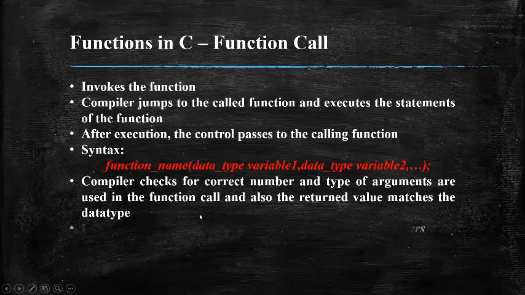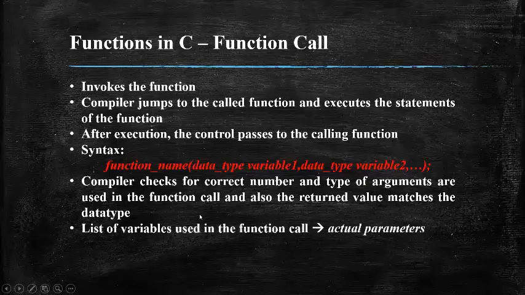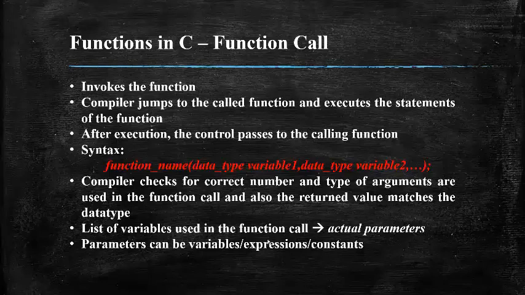The list of variables that is used in the function call is called the actual parameter. So there are two types of parameters: one is the formal parameter that is used inside the function definition, and the actual parameter that is used during the function call. Parameters, as I told you, can be either variables, expressions or constants. Even the return statement can be either a variable, an expression or a constant.